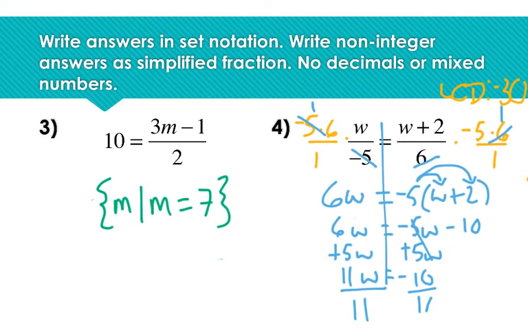So I'm going to write it to the left here. w is equal to negative 10 elevenths. Set notation, w such that w equals negative 10 elevenths.